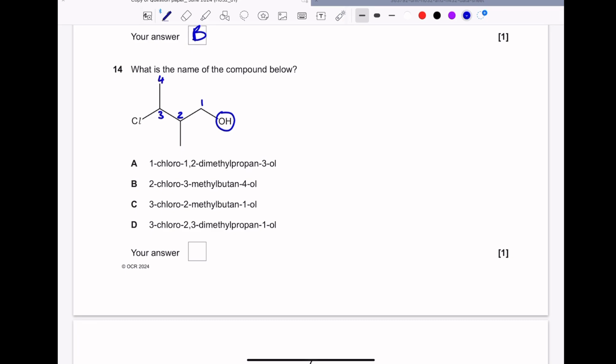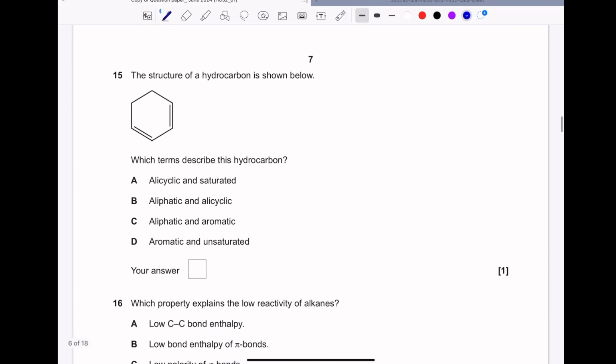We're looking for the longest possible carbon chain. So the longest chain is 4 carbons, so it has to be a bute of sorts. So it's between options B and C. And we know that OH is on the first carbon, so C is automatically correct, but we can double check. So 3-chloro looks yes, chlorine is on the third carbon. The second carbon has a methyl group. That is also correct, so the answer is confirmed to be C.